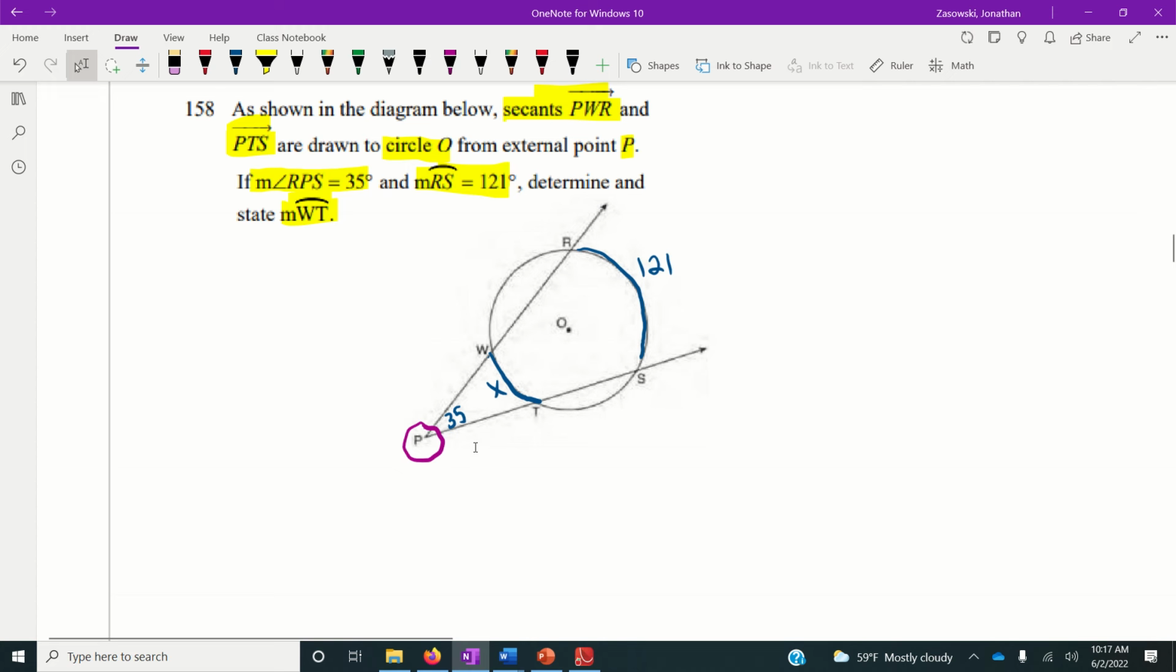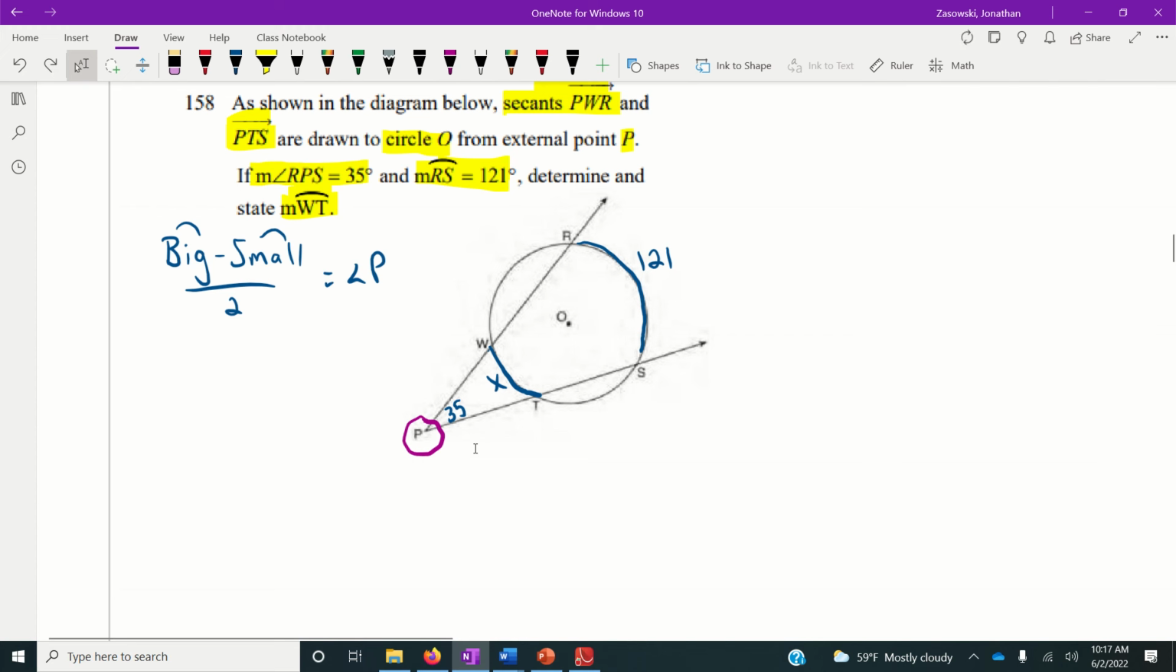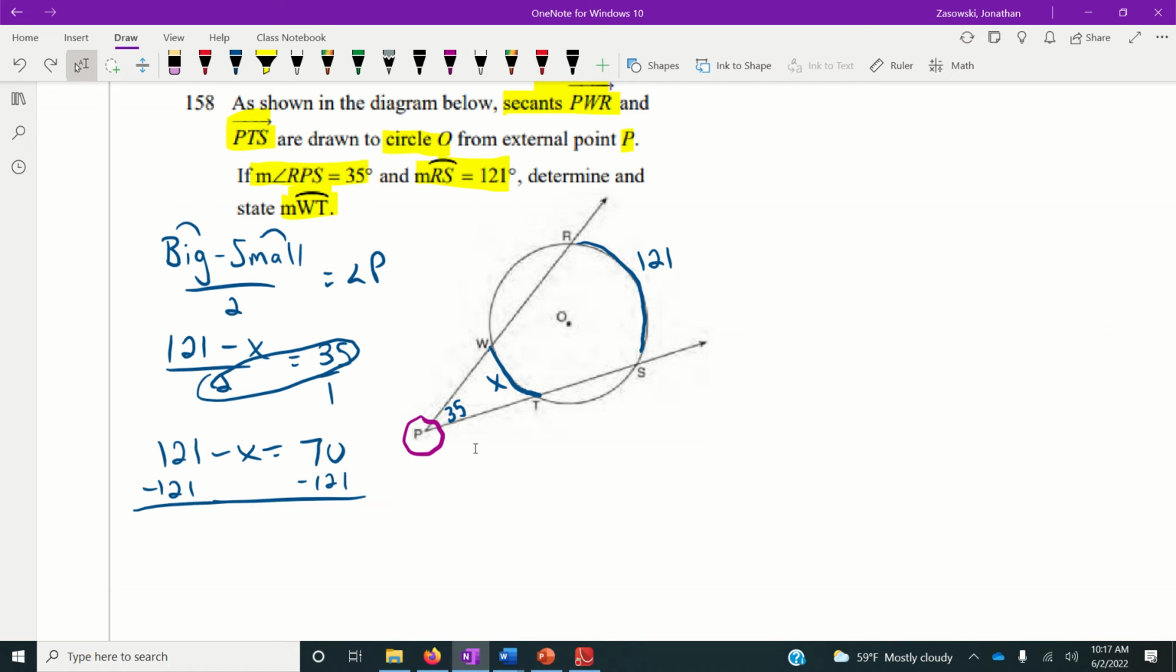Now, because the angle is outside, we've got to remember that outside is different. So we're going to subtract and do big arc minus small arc over 2. If we plug into the formula, we get 121 minus x over 2 is equal to 35. To solve from here, we can cross multiply. So we get 121 minus x is equal to 70. When we subtract 121 from both sides, we will get a negative, but remember the x is negative. So the answer here is just going to be 51.